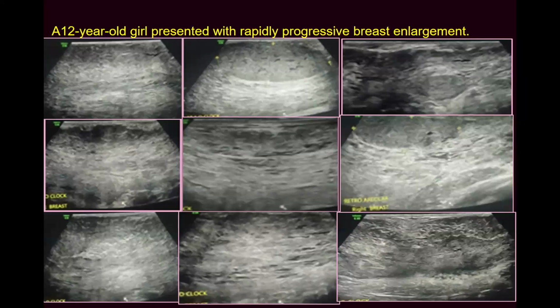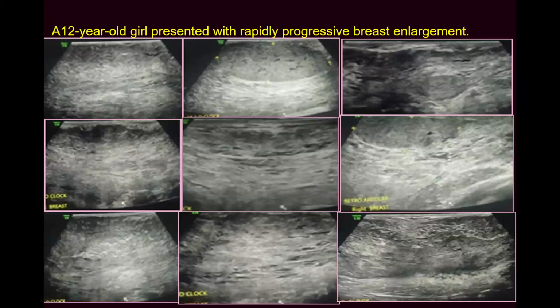What is your impression about this case? I think this is almost mature breast parenchyma, Tanner stage 5. Excellent. With no true masses, no other abnormality, but it's just Tanner stage 5. For her age, I think this is premature.